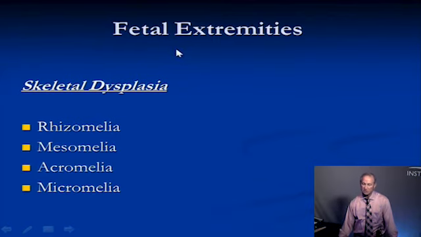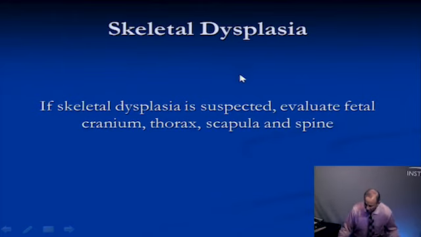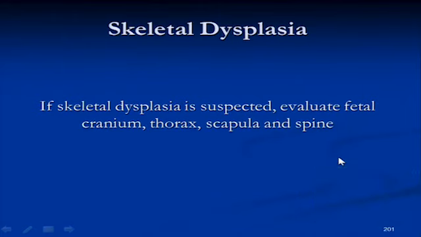Now, for the fetal extremities, there are so many diseases that can affect the fetal skeleton that I'm not going to go into details, but I will mention a few of them. If you suspect short bones or skeletal dysplasia, you really have to look at the fetal skull very carefully, because in many cases of skeletal dysplasia, the skull will be either extremely thin or look abnormal. You look at the thorax to make sure there are no broken ribs, and you look at the scapula and the spine.